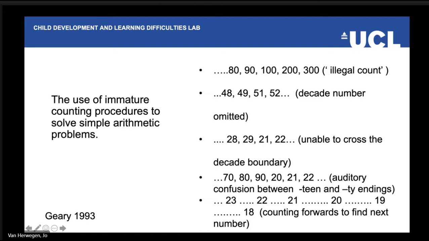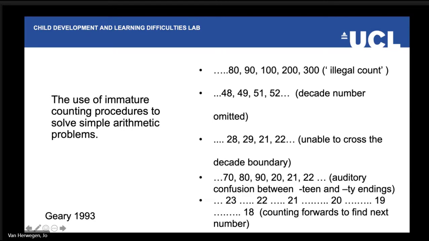So they go 48, 49, forget the 50 and go 51, 52, or they are unable to cross decade boundaries, for example, like here, 28, 29, and then go 21, 22. We see this in younger children as well. They make these errors, but these errors persist a lot longer in children who have developmental dyscalculia.